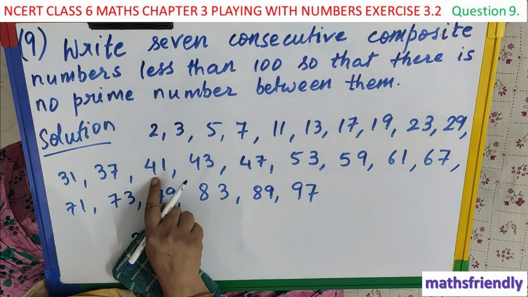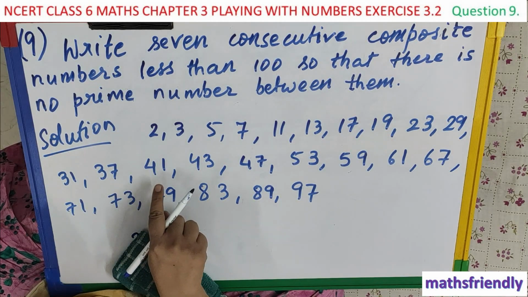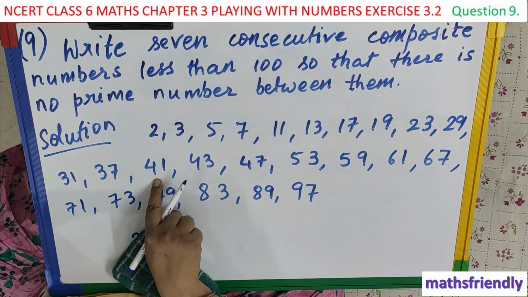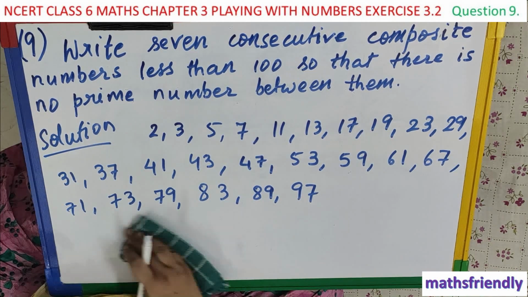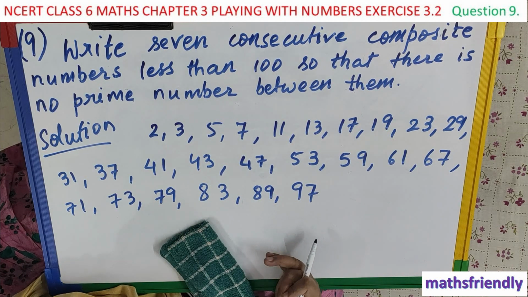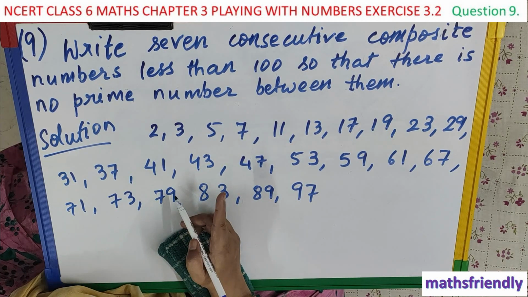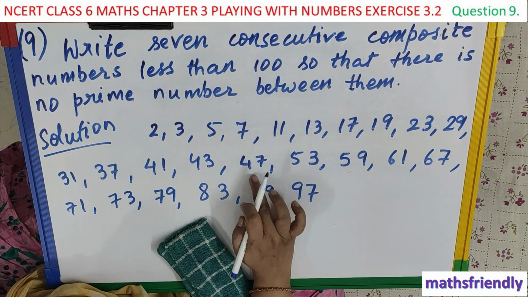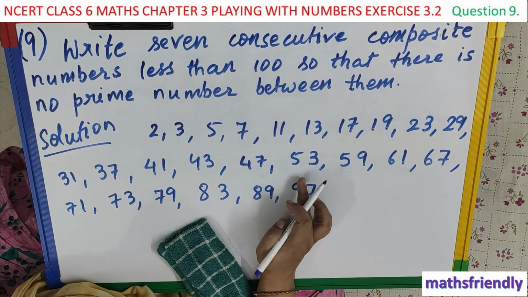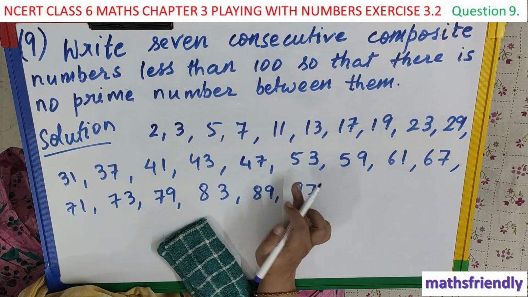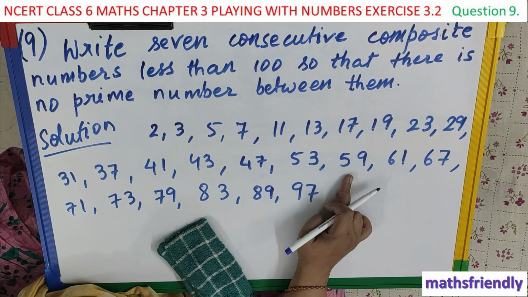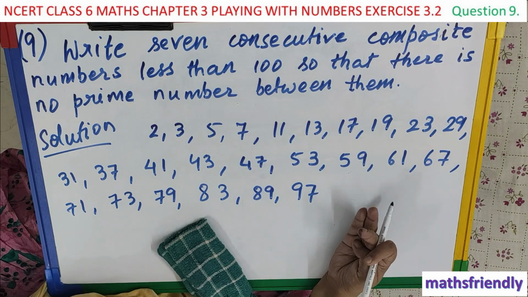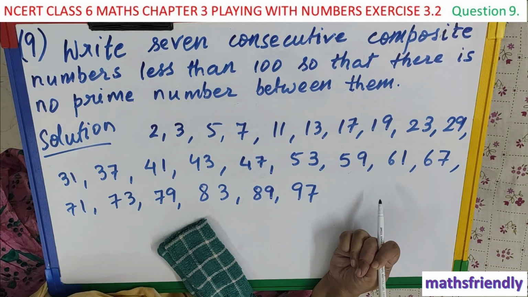After 37 we have 41. The gap between these two, how many composite numbers will be there? There will be 3 composite numbers, right? 38, 39, 40. Between these two only one composite number is there. Between these two again we have 3 composite numbers. Between these two we have how many? 5 composite numbers. Like that, between these two numbers we have 5 composite numbers, 54, 55, 56, 57 and 58.